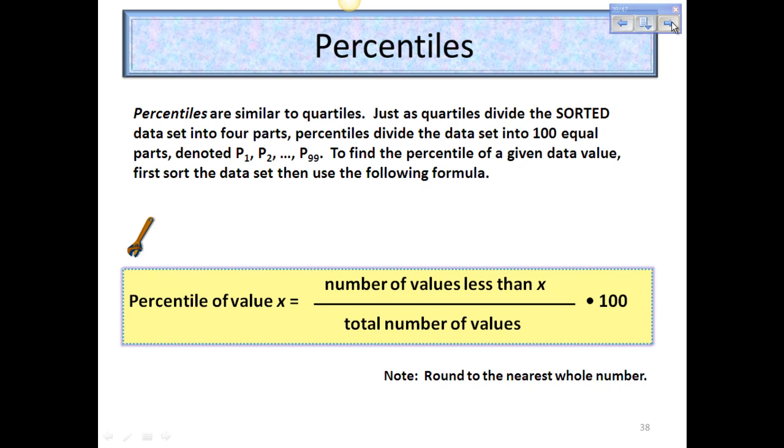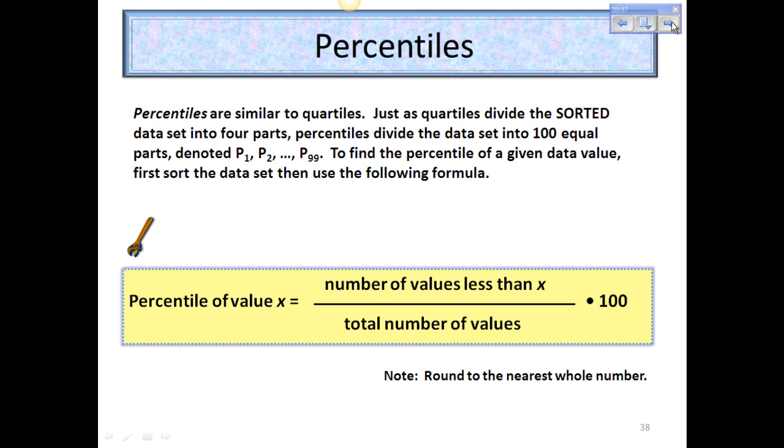Now percentiles are similar to quartiles. Just as quartiles divide the sorted data into 4 parts, percentiles divide the data set into 100 equal parts. And those percentiles are denoted p sub 1, p sub 2, p sub 3, etc., all the way up to p sub 99. To find the percentile of a given data value, first sort the data set, then use the following formula.